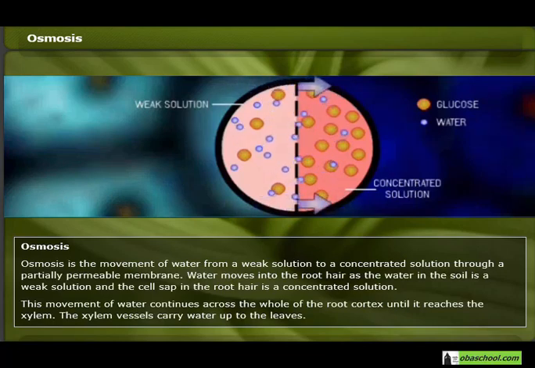Osmosis. Osmosis is the movement of water from a weak solution to a concentrated solution through a partially permeable membrane. Water moves into the root hair as the water in the soil is a weak solution, and the cell sap in the root hair is a concentrated solution. This movement of water continues across the whole of the root cortex until it reaches the xylem. The xylem vessels carry water up to the leaves.